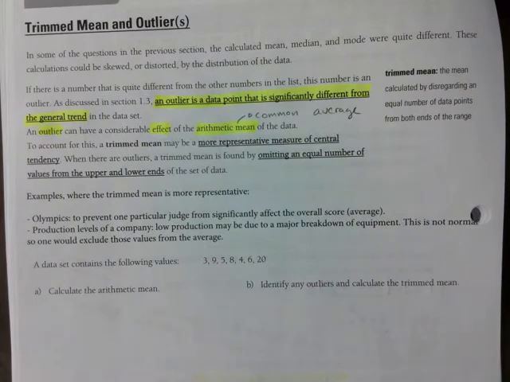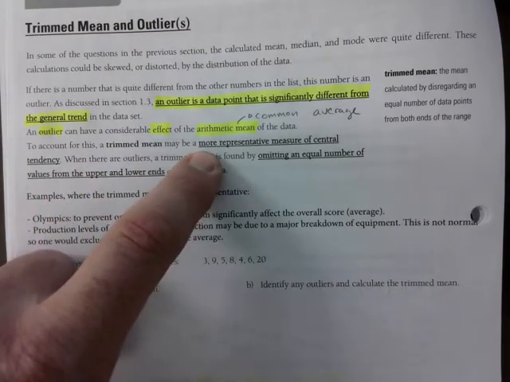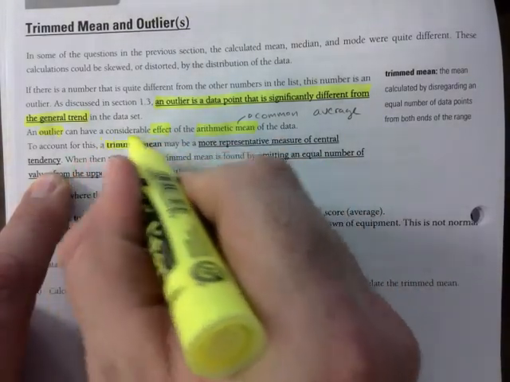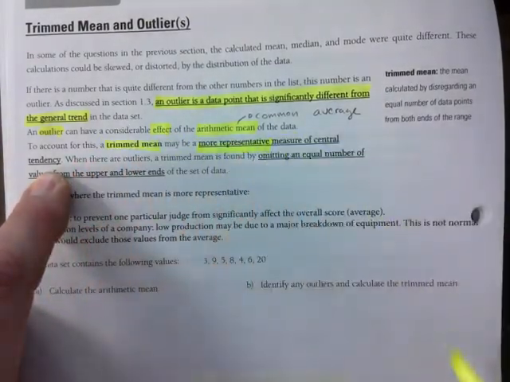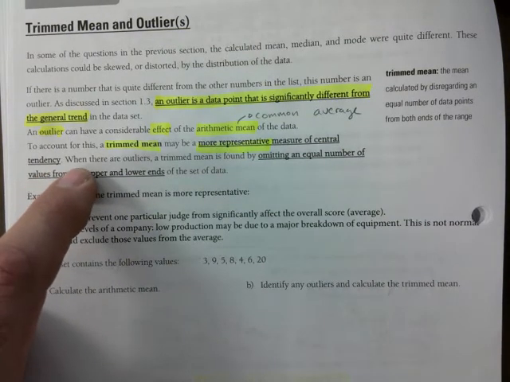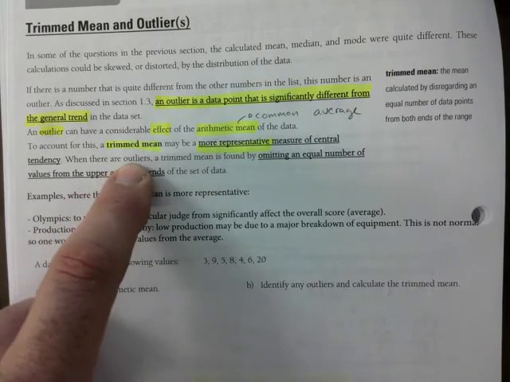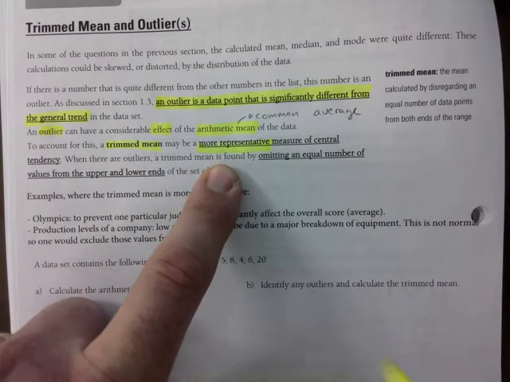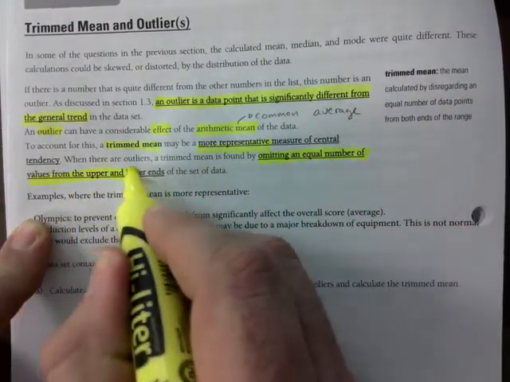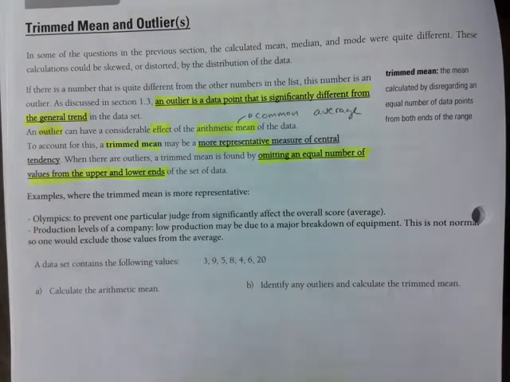Okay. To account for this, a trimmed mean may be more representative of the measure of central tendency. When there are outliers, or there is an outlier or outliers, a trimmed mean is found by omitting an equal number of values from the upper and lower ends. Okay.